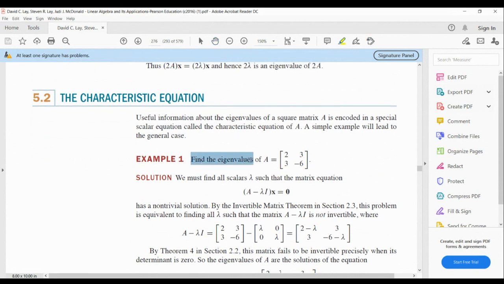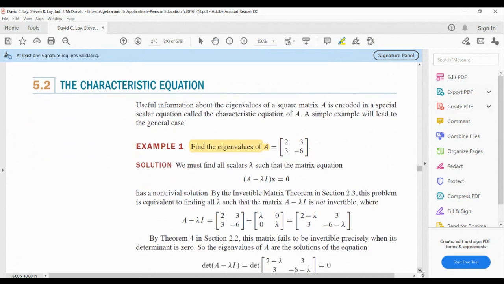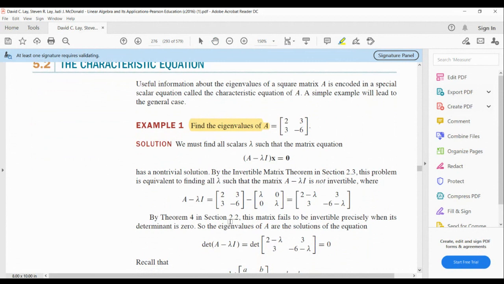So in the ebook, first example, they want you to find the eigenvalues of this 2 by 2 matrix. And so you first have to find A minus lambda I. You have to find that first. And they show you how to do that right there.